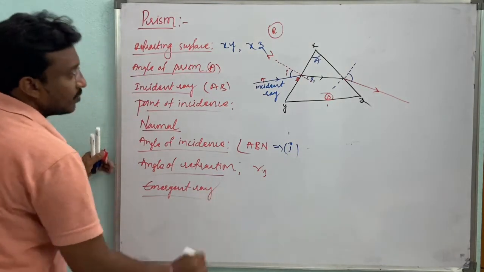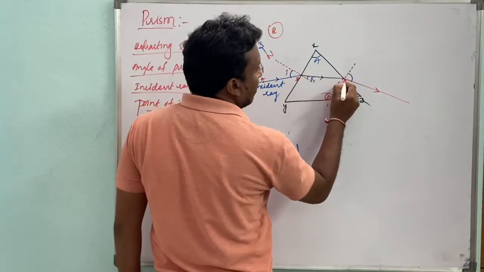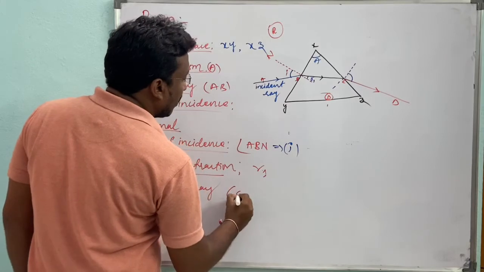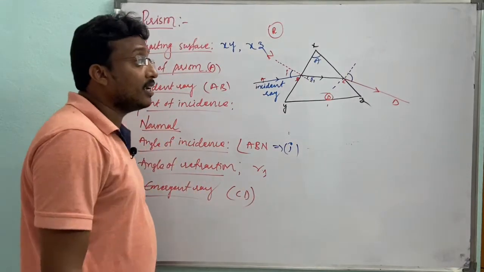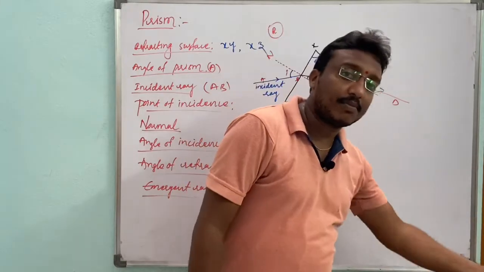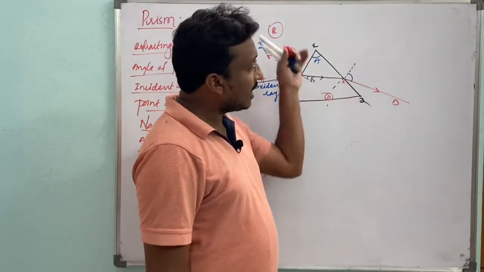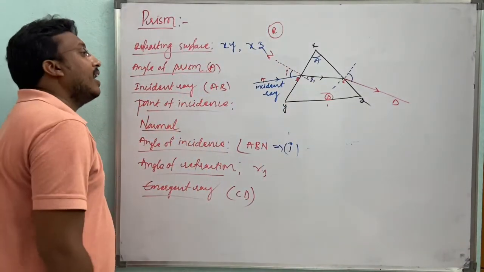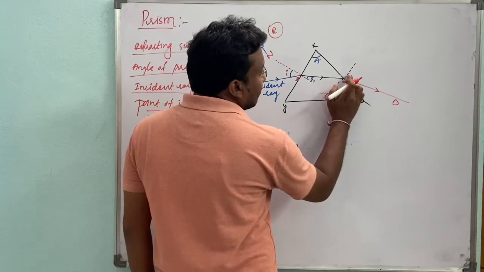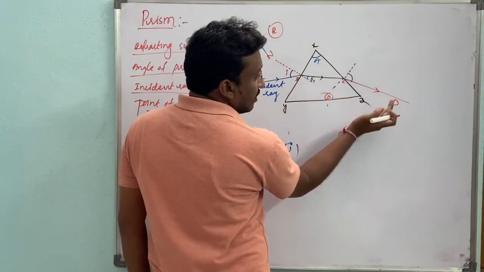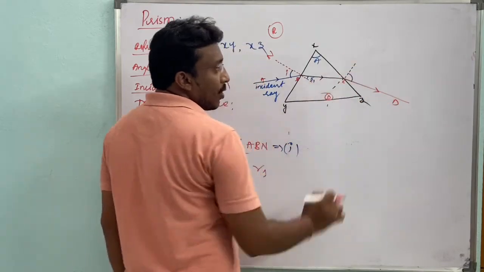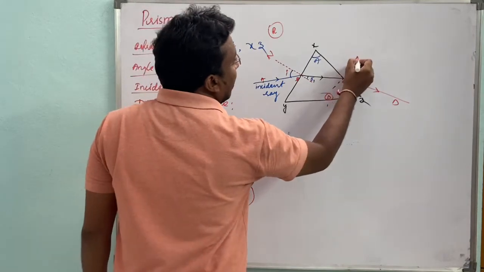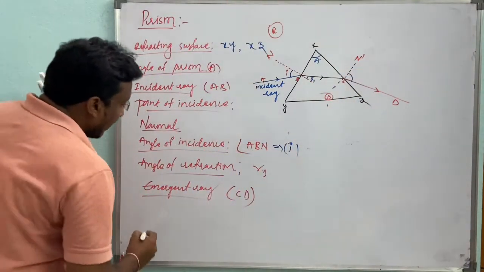Here it strikes at C and D. Here CD is called the emergent ray. Emergent ray means the ray which comes out from the prism. The ray which comes out from the prism is called the emergent ray. Okay, and here the angle made between the emergent ray and the normal is called the angle of emergence.